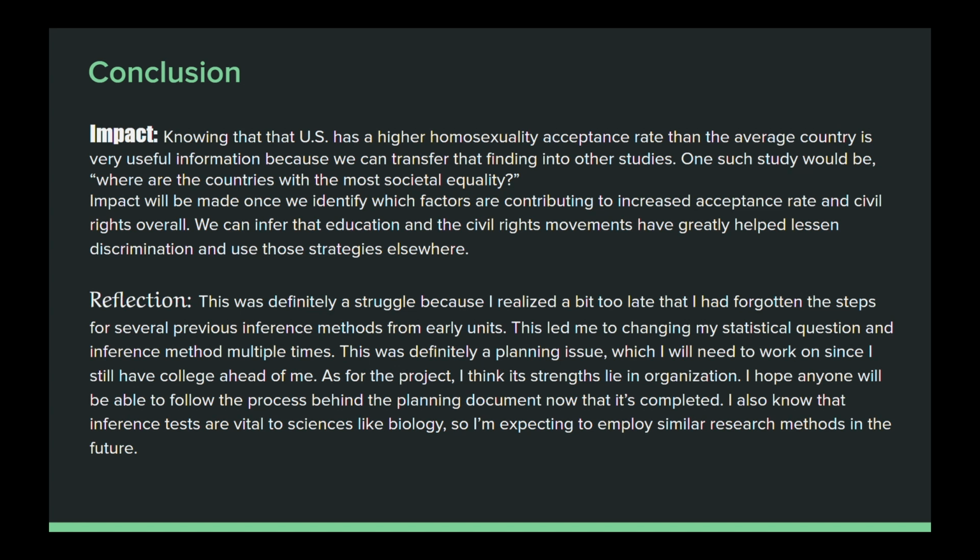And the reflection for this is that I struggled with this project because I realized quite late that I had forgotten a lot of the steps, and I changed my statistical question a couple times. But generally, it was a good review, and I spent a lot of time reviewing what we've learned this semester, so that was good. And since I'm hoping to go into biology, and I know that inference tests are very vital to sciences like biology, I'm expecting to employ similar research methods in the future.